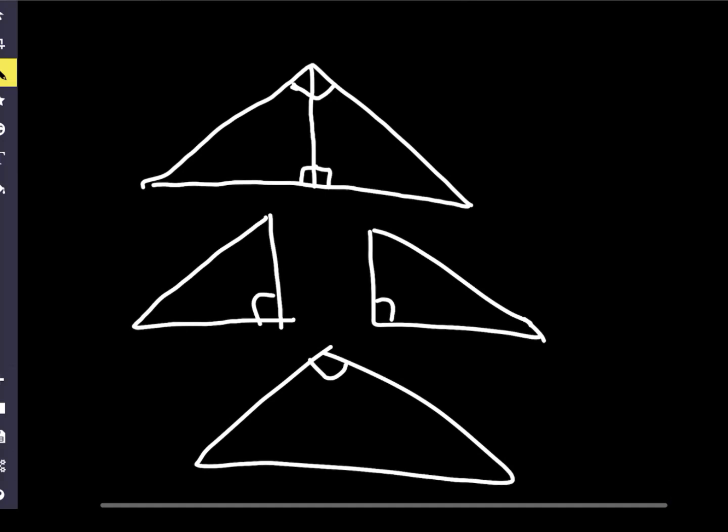So, assume that this angle is 40. That means this angle right here has to be 50, because a triangle has 180 degrees. But if this angle is 50, and this is a right angle, then this angle has to be 40, because 50 plus 40 gives us this 90-degree angle.